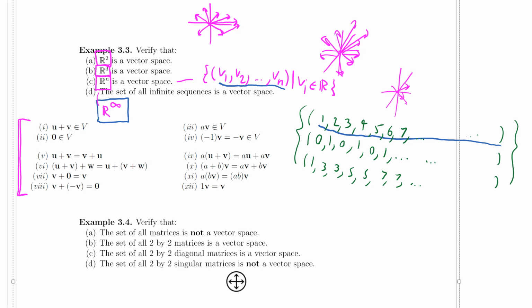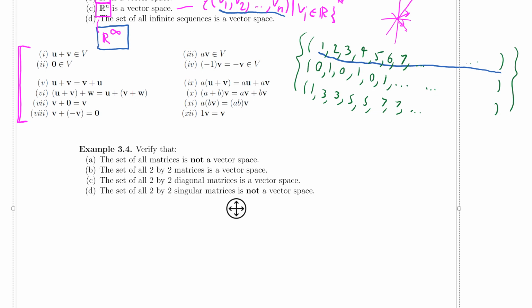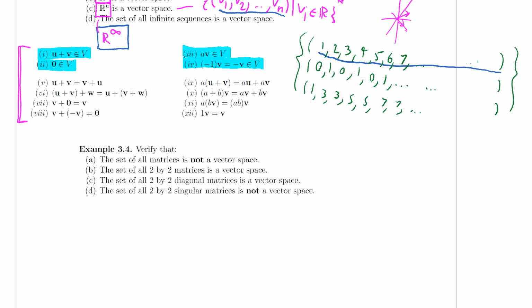Let me now move on to the next one, example 3.4. I'd like to verify that the set of all matrices is not a vector space. Let's see. Usually, whenever something is not a vector space, the culprit is going to be one of the four important things that I said before. Usually when something is not a vector space, one of the four properties is violated. So let's look at my first one. If I add two matrices, well, it turns out if I have a 2 by 2 matrix, I cannot add that to a 3 by 3 matrix.